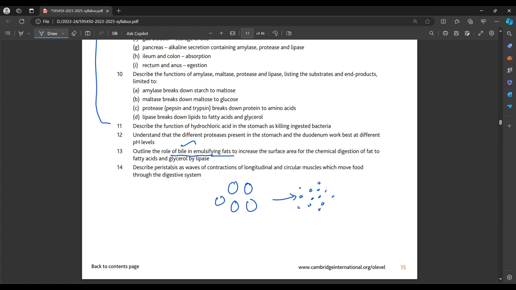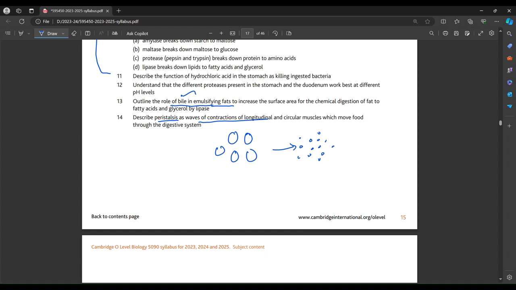Now you should know about peristalsis. What is the meaning of peristalsis? Peristalsis is the rhythmic wave-like alternate contraction and relaxation of longitudinal and circular muscles. The circular muscles will always contract behind the food, which will push the food forward. Okay.